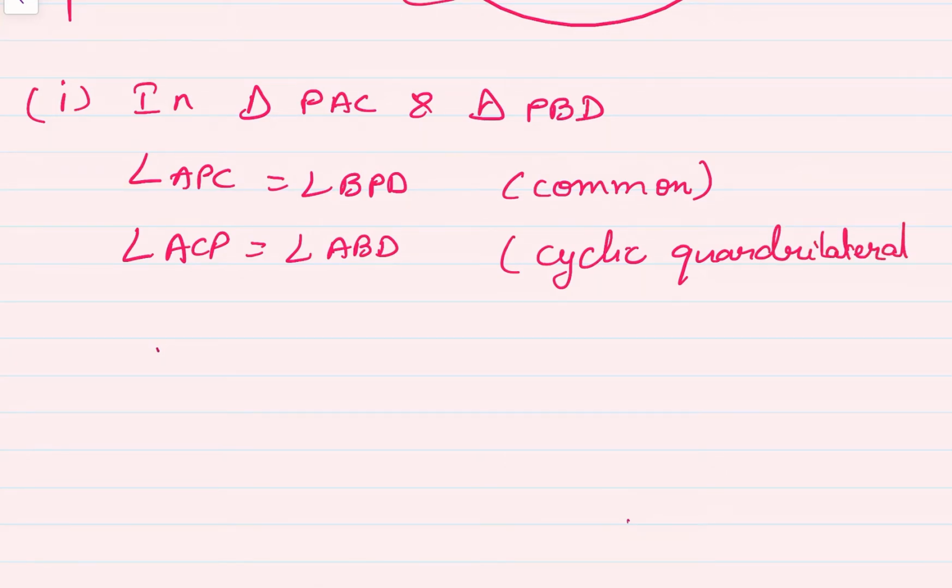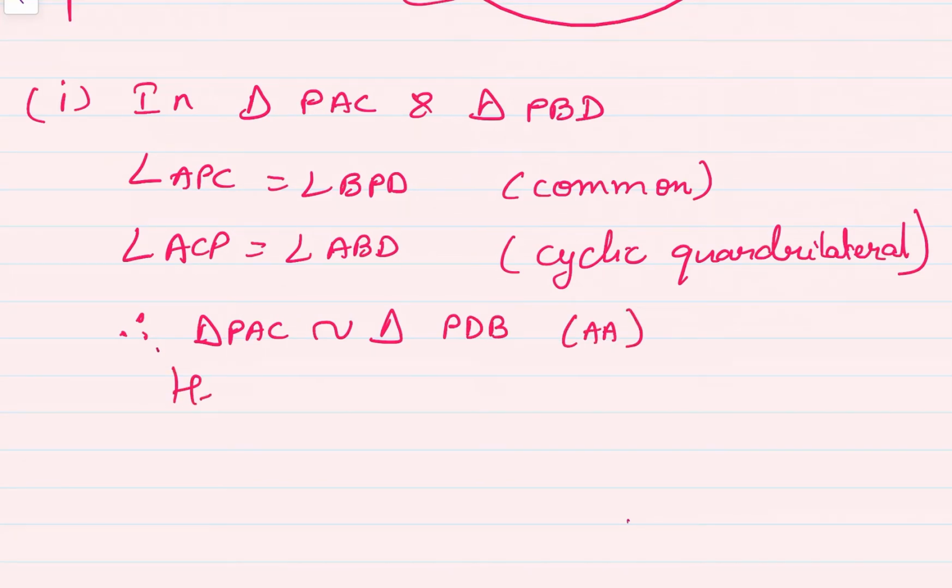In a cyclic quadrilateral, an interior angle is equal to the opposite exterior angle. Therefore, triangle PAC is similar to triangle PDB by AA criteria. Hence proved.